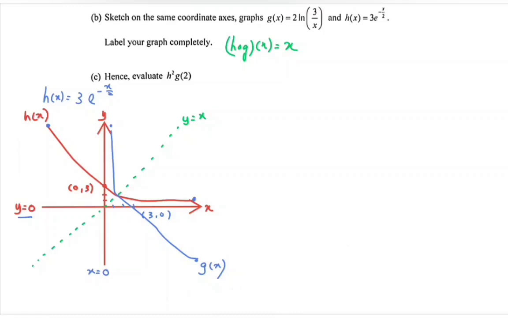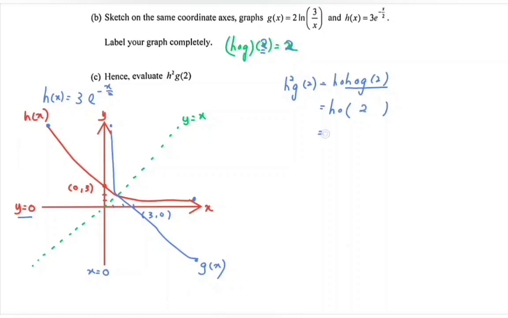Kindly refer to C. The question asks us to find h(g(2)). So we can assume something like this: h of g of 2. Based on the situation given, we have h(g(x)) which is equal to x. If h(g(2)), automatically x will become 2 as well.